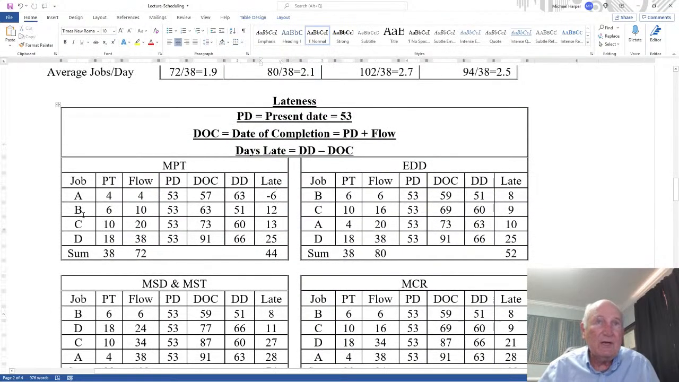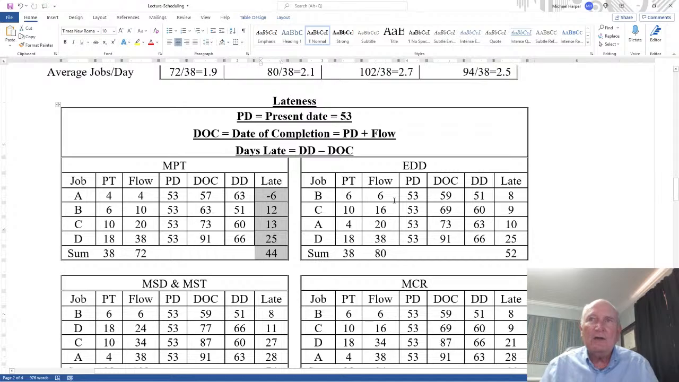Okay, but these others then are late. 12 days, 13 days, 25 days. These are the lateness. I add this all up, and the total lateness of the MPT schedule is 44. Now notice I incorporated the minus 6. Some people don't. Some people do. Some people only look at just the ones that are positive. So people do different things. For this course, I just add them all together.